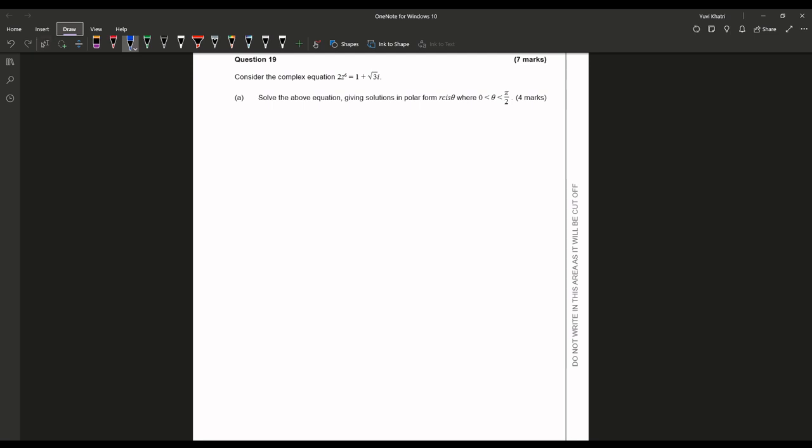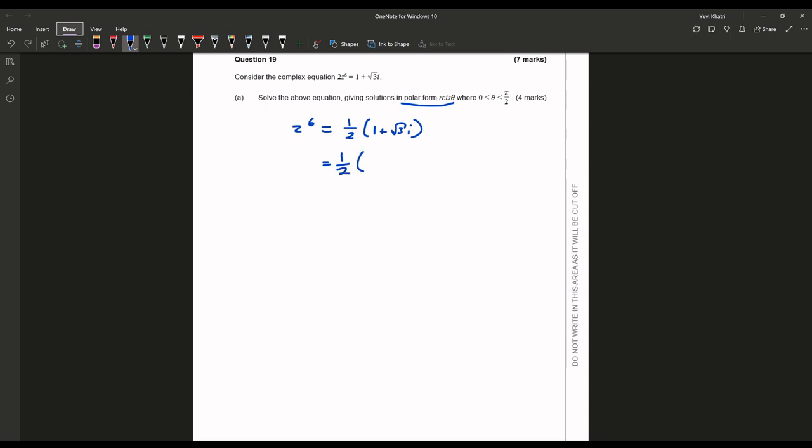And finally, question 19. Consider the complex equation, this. Solve the above equation, giving solutions in polar form r cis theta, where theta is between 0 and pi on 2. What we're going to do is rearrange this to get z to the 6 equals a half times 1 plus root 3i. Now we're going to convert this to polar form, just this inner bit. We don't need to worry about the half.